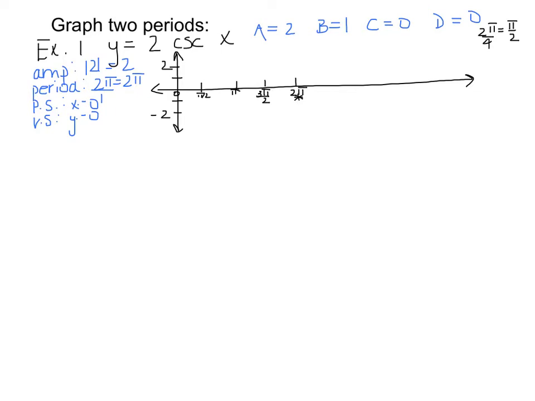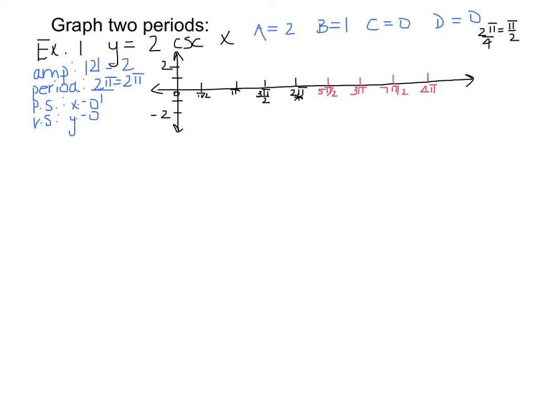I'll do this period in pink so you can see the difference. 5 pi over 2, 6 pi over 2, 7 pi over 2, and then 8 pi over 2. And this represents your second period. So all together you should have 1, 2, 3, 4, 5, 6, 7, 8, 9 tick marks for 2 periods.